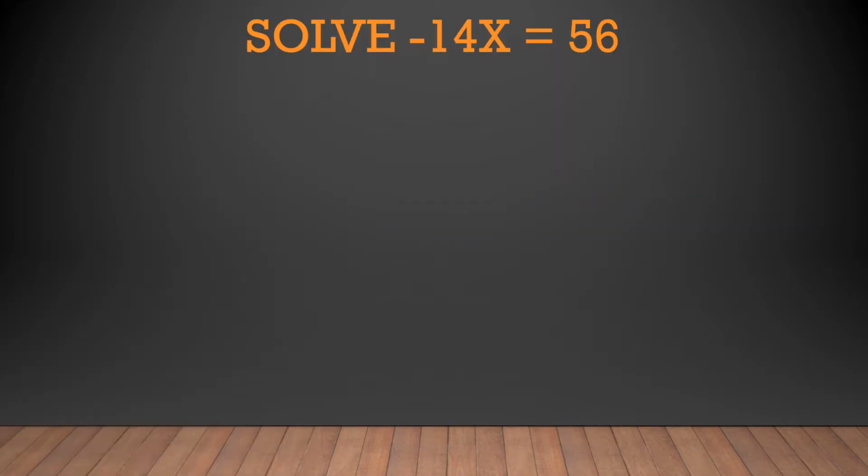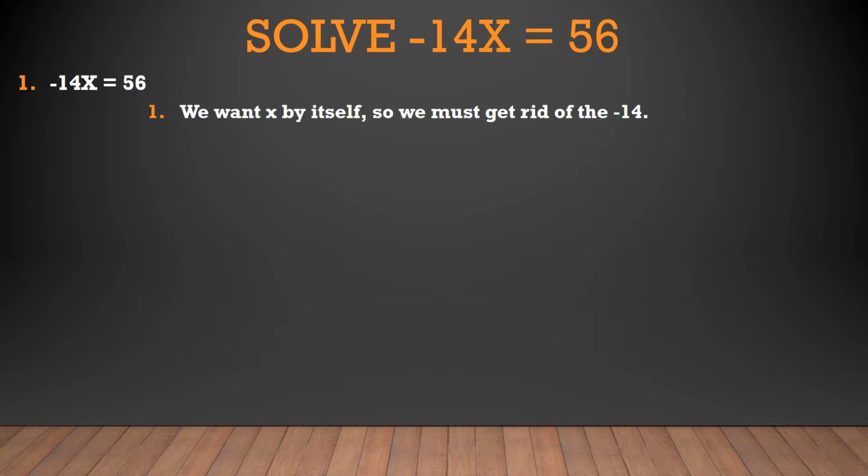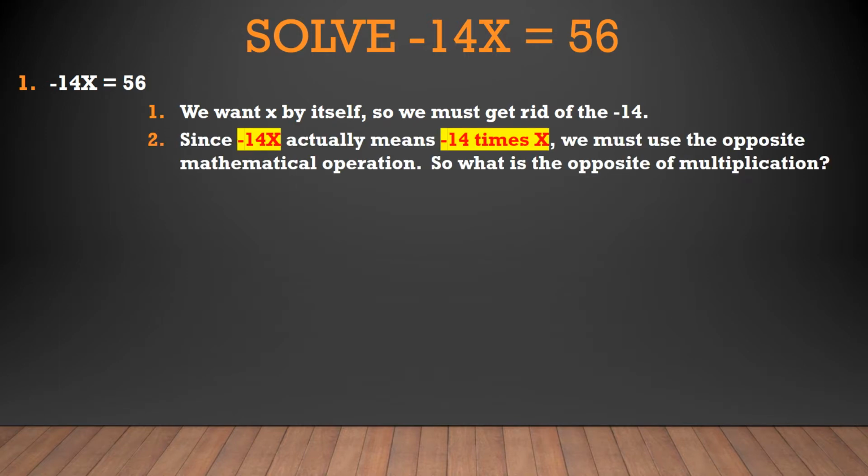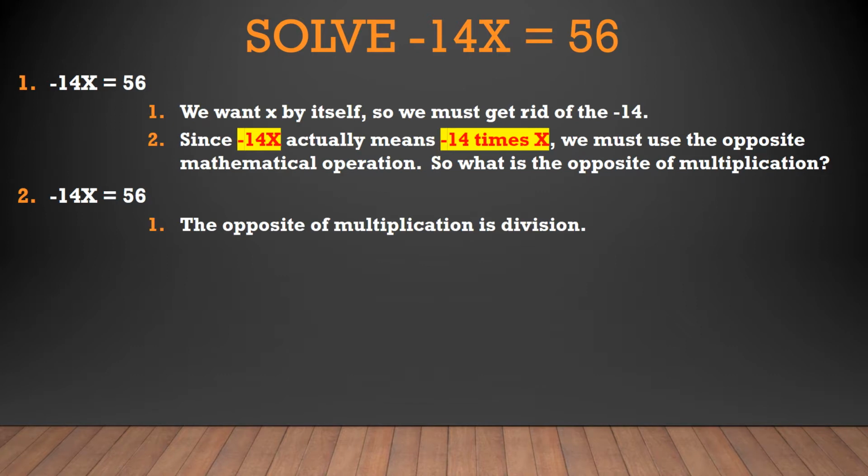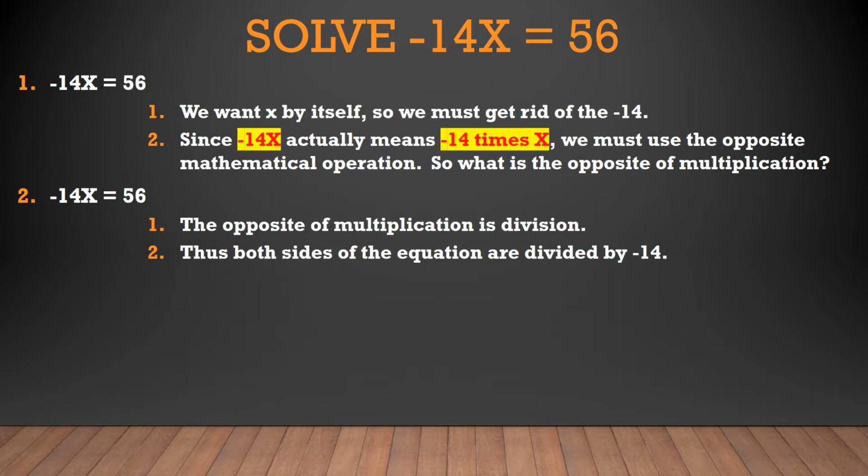So let's go ahead and get this problem solved. So I've got negative 14x equals 56. Remember, our goal is to get x all by itself. So since I've got that negative 14 there next to the x, I need to get rid of that negative 14. And we also know that negative 14x actually means negative 14 times x. So we've got to use the opposite mathematical operation of multiplication. So ask yourself, what is the opposite of multiplication? Well, it's division. So what I'm going to do is divide both sides of that equal sign by negative 14.